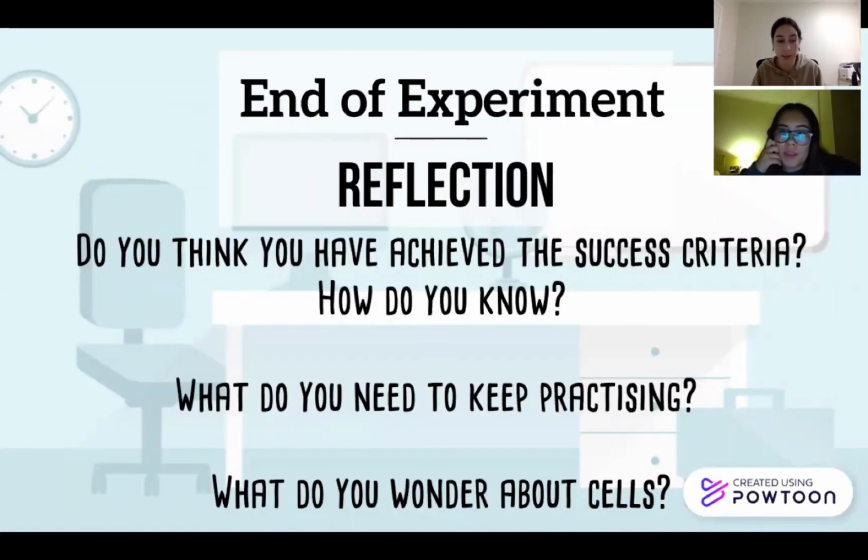So here we have a set of reflection questions that we would present to the students after the main activity. Students would be asked to sit quietly at their tables and take some time to think and write the answers to these questions in their science workbook. So some of the questions we have here is, do you think you have achieved the success criteria, and how do you know? What do you need to keep practicing? And what would you wonder about cells? So getting into the inquiry part of our science as well. So what did the students actually want to know? What are they interested in?